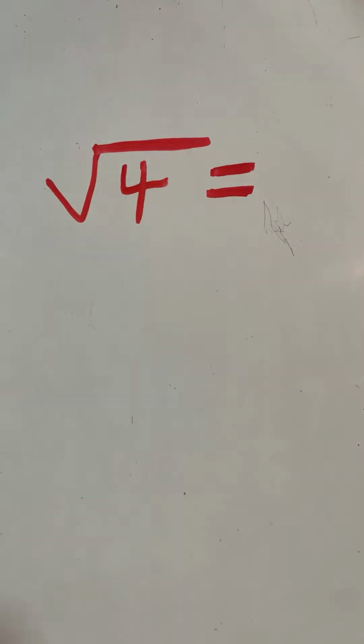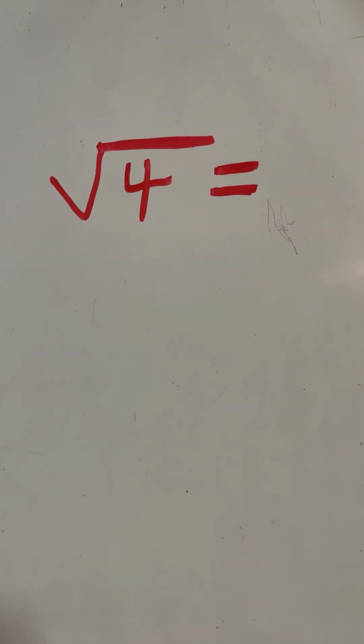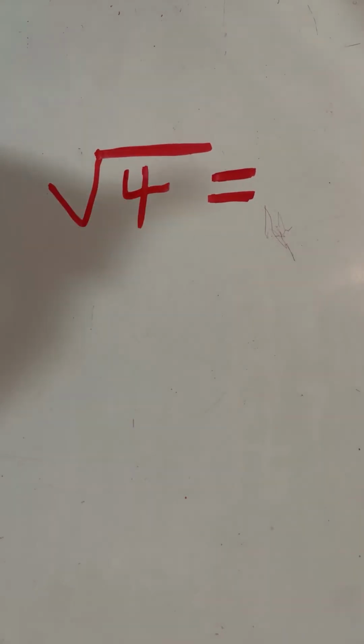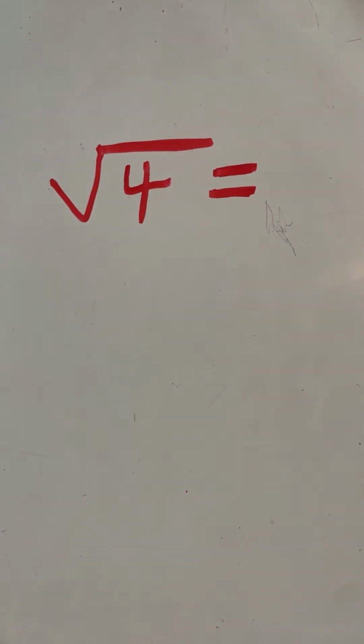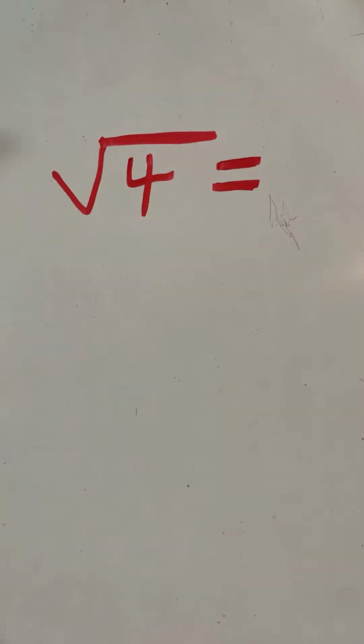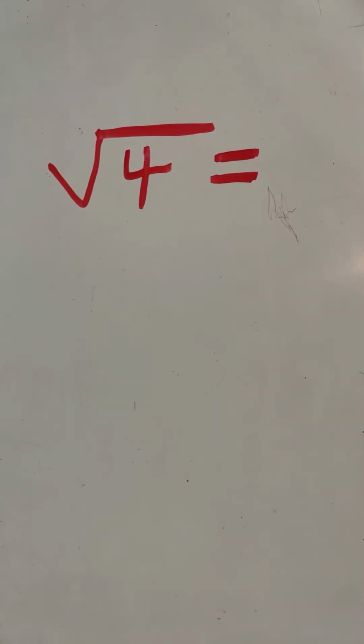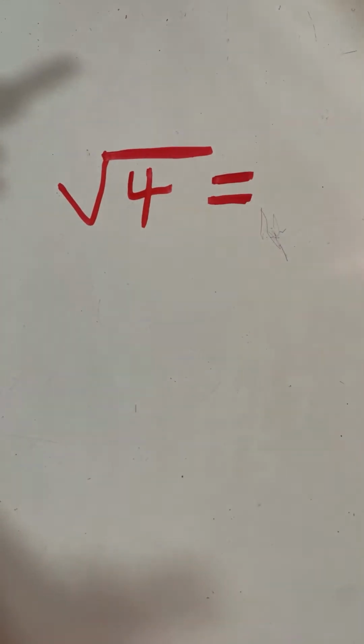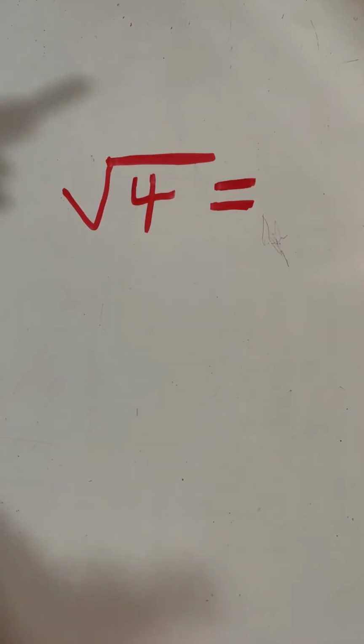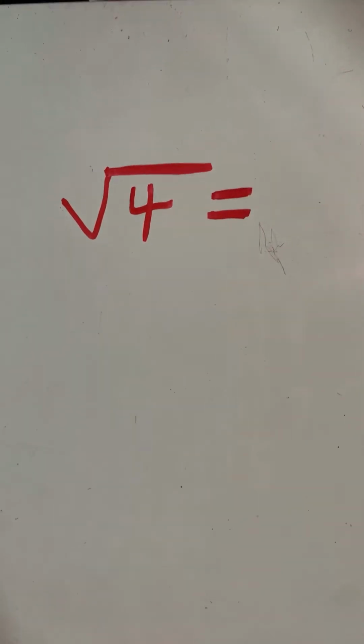So when we're looking for square roots, we have to determine what number multiplied by itself equals that number. So for example, if we're going to find the square root of 4, we have to determine what number multiplied by itself equals 4.